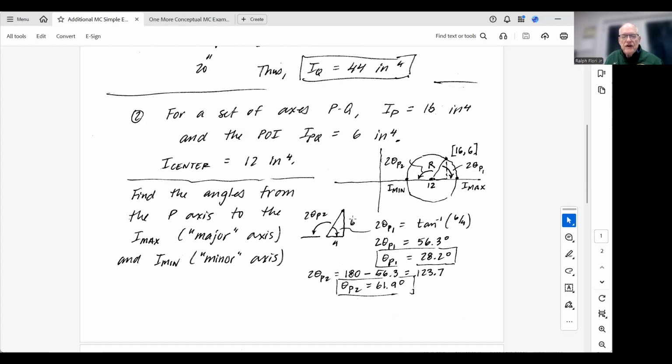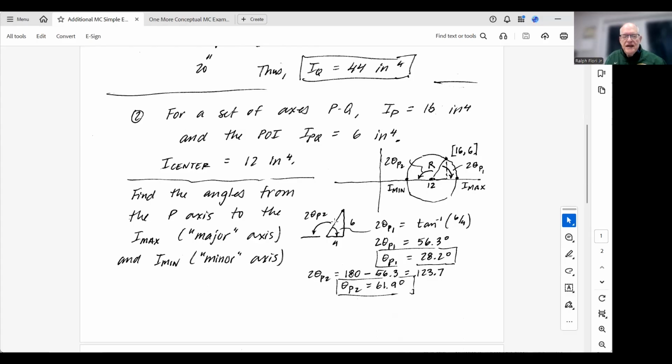Once you draw this triangle, 2 theta P1 is the inverse tangent of 6 over 4, so 2 theta P1 is 56.3 degrees on Mohr Circle. Divide that in half, and theta P1 on the original element, or the reference area, is 28.2. That's the angle clockwise, or negative, from our P-axis to I max, or to the major axis.